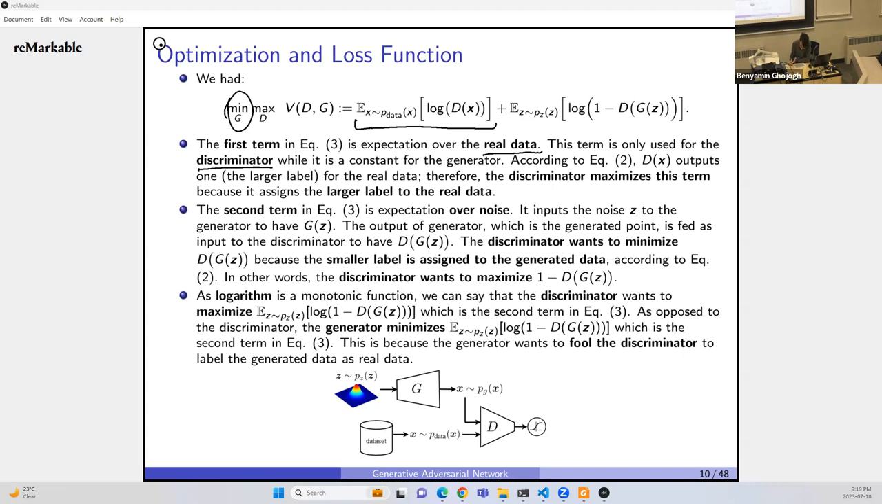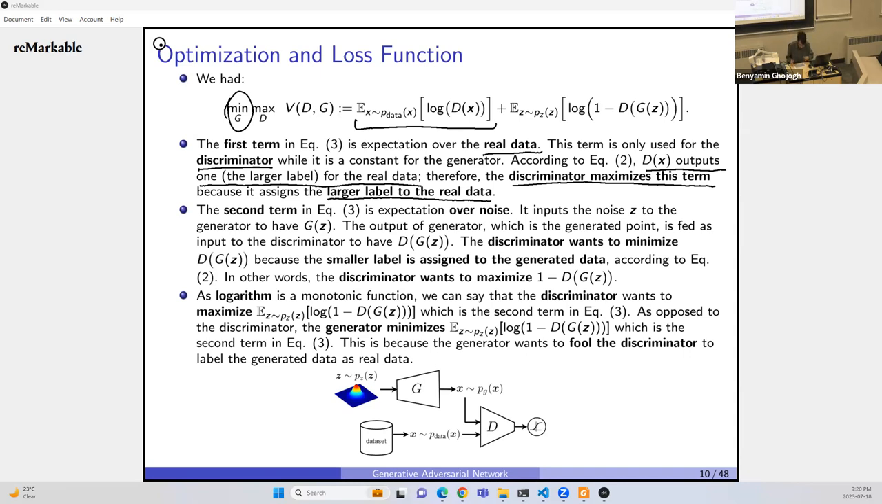D of X, we know that it outputs one or a larger label for real data, right? Therefore, the discriminator maximizes this term. Do you agree? For real data, we want D of X to be high. Therefore, we maximize it because it assigns a larger label to the real data. When you maximize D of X to become closer to one, it's like you are maximizing log of D of X. And you have also expectation because you might have a mini batch, right?